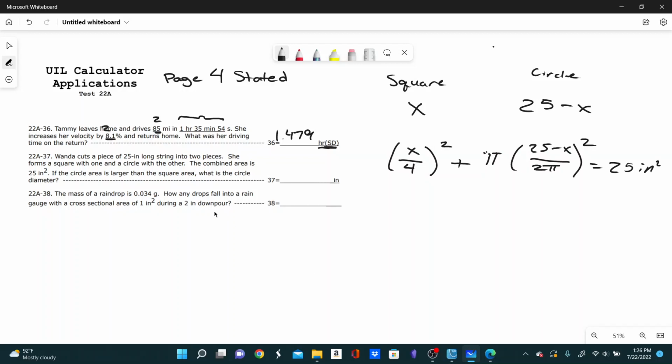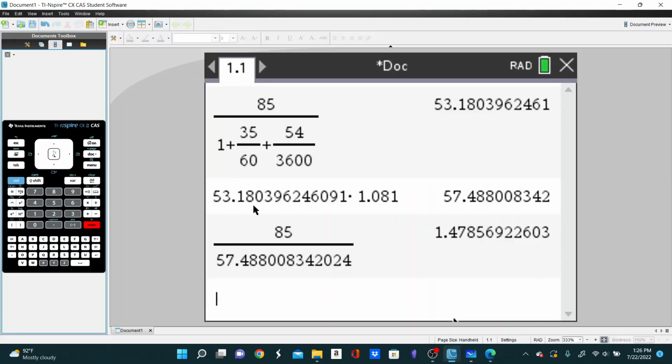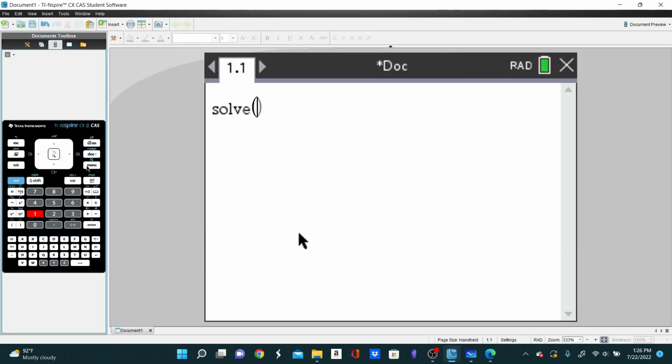So I'm going to put this in my calculator solver and see what we get. So x over 4 squared plus pi times 25 minus x over 2 pi squared.